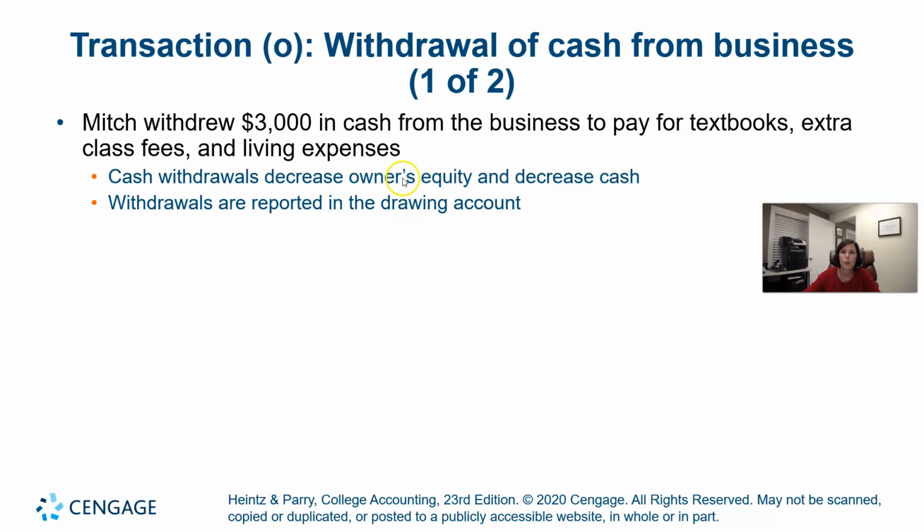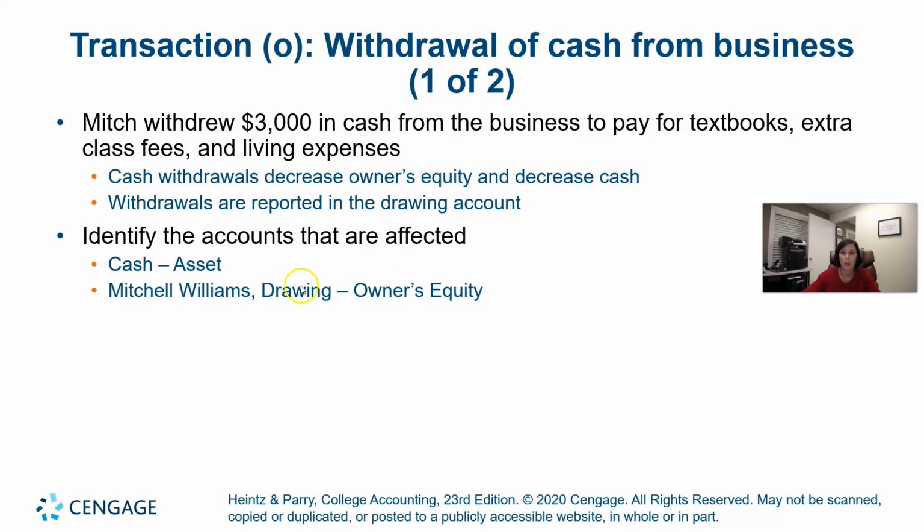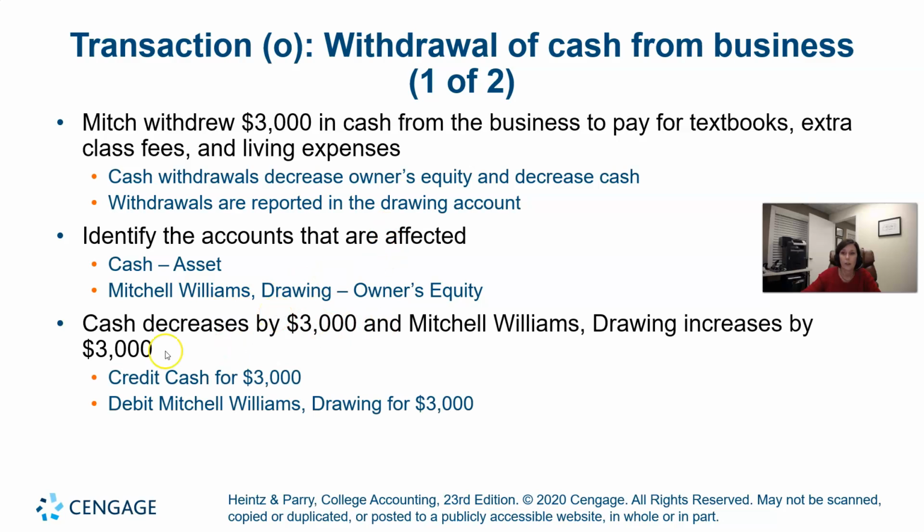Now, what account do we deal with on the equity side of things as a result of this? So we're not going to take it out of Mitch's capital account. Instead, we're going to report that in what's called the drawing account or the owner's draw account. And so we're going to credit cash because our cash goes down by that $3,000. And we're going to debit Mitchell Williams drawing for $3,000.